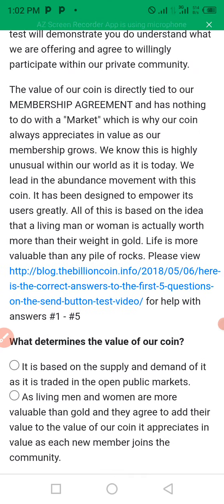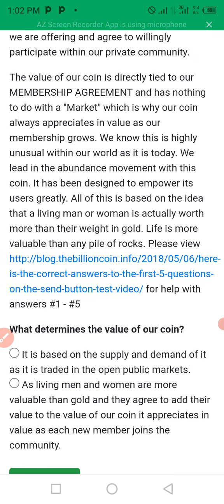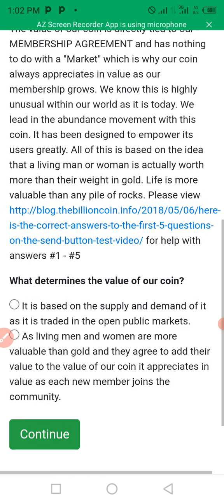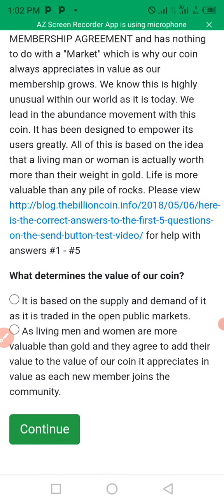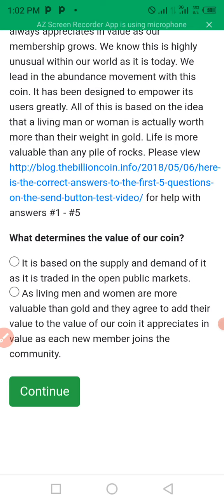We know this is highly unusual within our world as it is today. We lead in the abundance movement with the coin. It has been designed to empower its users greatly. All of this is based on the idea that a living man or living woman is actually worth more than their weight in gold. Life is more valuable than any pile of rock. Please view. You can click on that and view what DBZ is all about for help with answers.